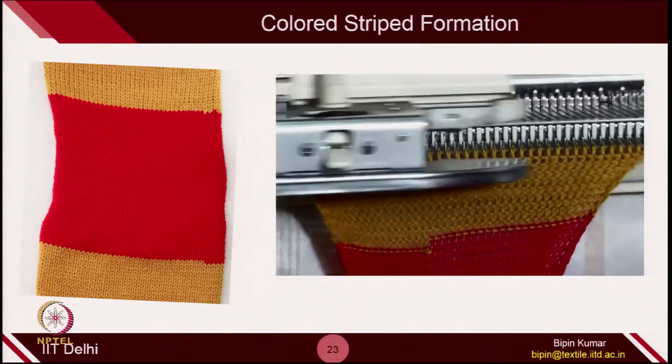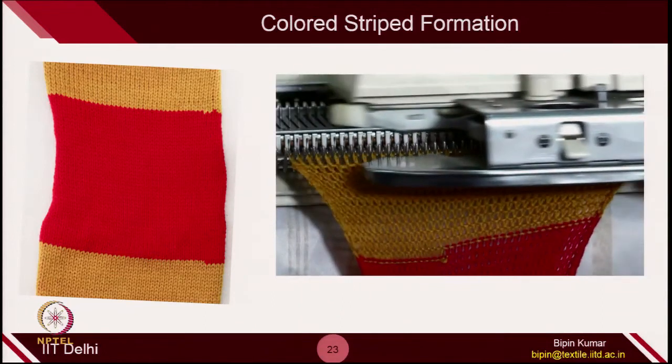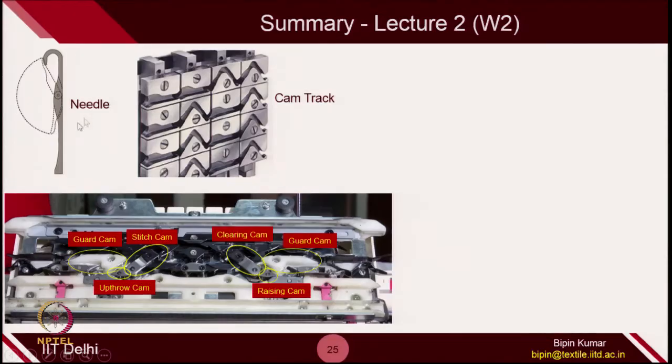So clearly knitting is much more flexible compared to the weaving process, and if you understand the technology well, the possibilities are enormous. Now let's summarize what we learned in this particular lecture. We talked about needle and cam interaction. So the whole lecture was devoted only to the cam and the track which was created by these metallic blocks. This is another cam, but we mainly focused on the single bed cam system.